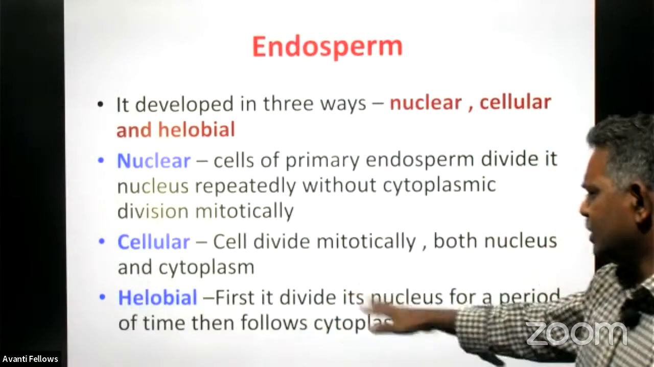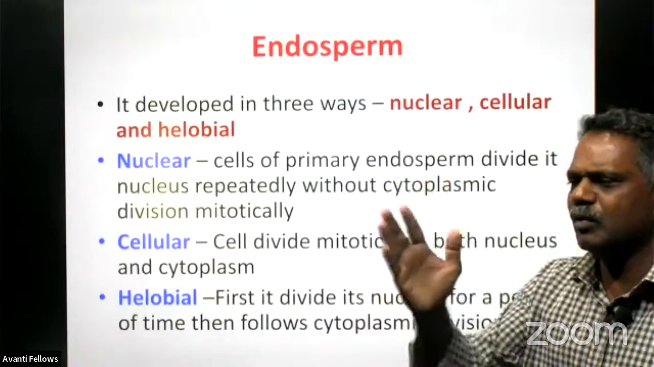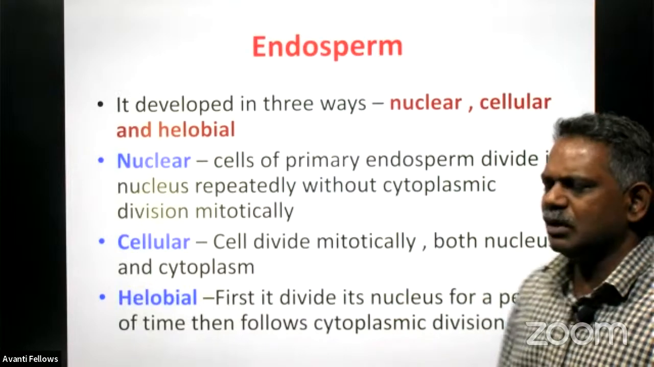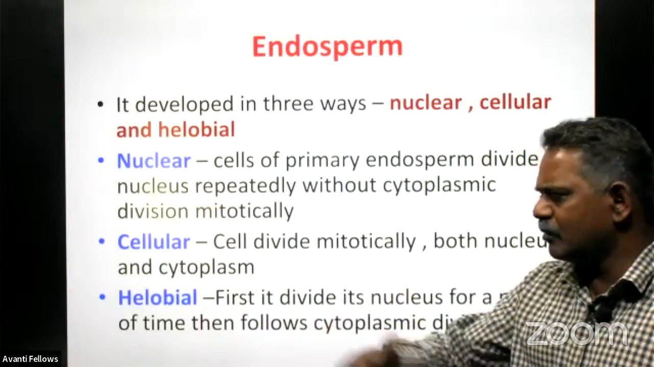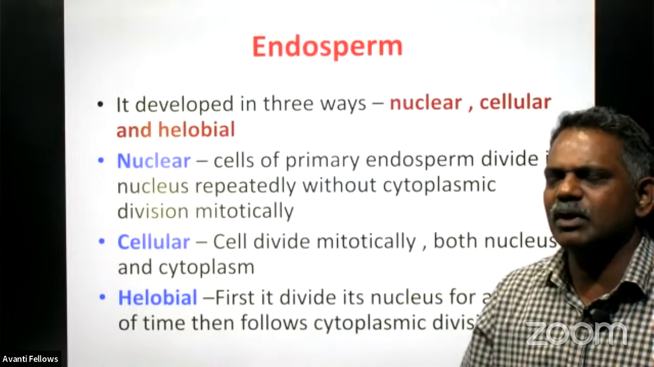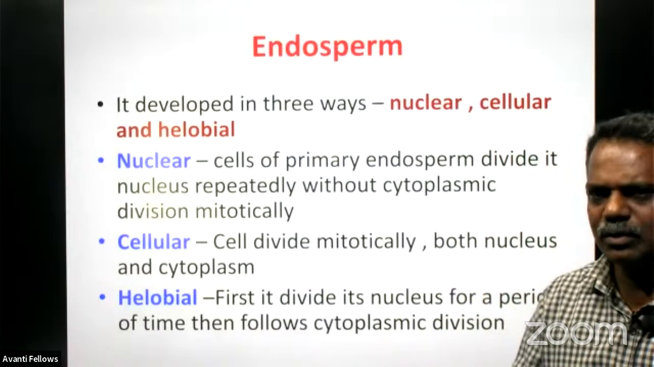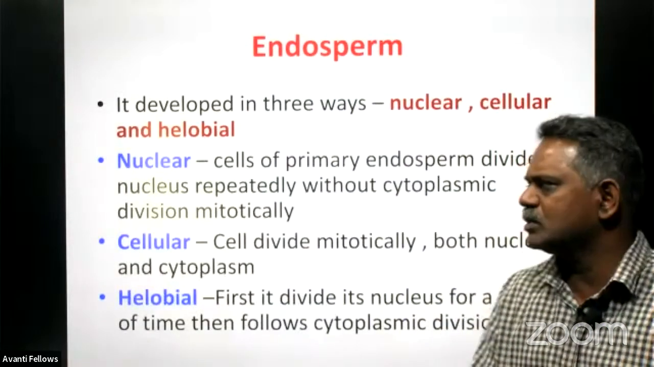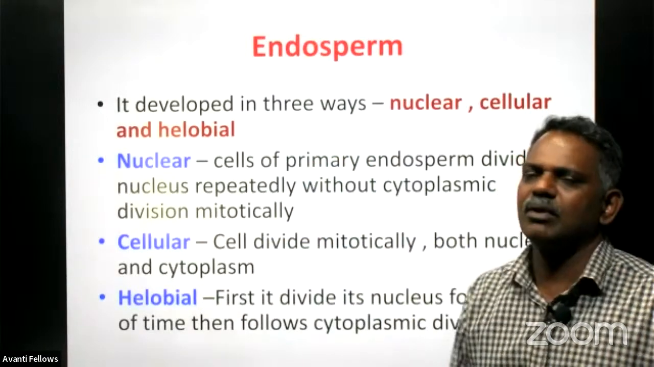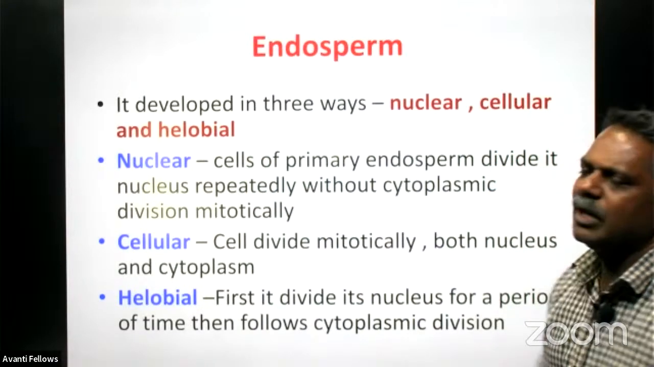In helobial, first the nucleus divides repeatedly for a period of time. Then it is followed by cytoplasmic division and cellular division, right? After completing the nuclear division, it goes for cytoplasmic division and produces a mass of cells, and this mass of cells again undergoes cellular division many times and produces a mass of cells at the center of the embryo sac. It is the combination of both the nuclear and cellular types of development, referred to as the helobial type of endosperm development.